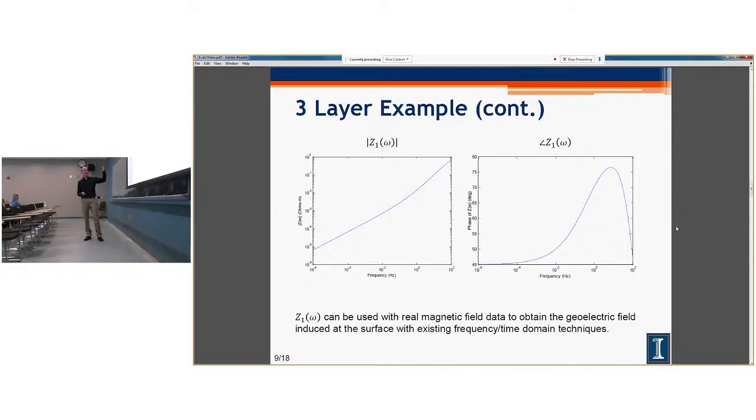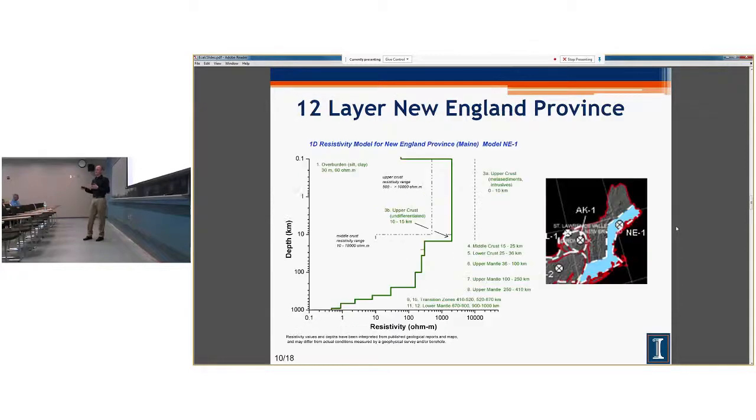So after we have the Z, now we can think about, okay, we need to fit a curve to this somehow, so we can get it back into that function of the electric field equals the Z, the impedance function, times the magnetic field.